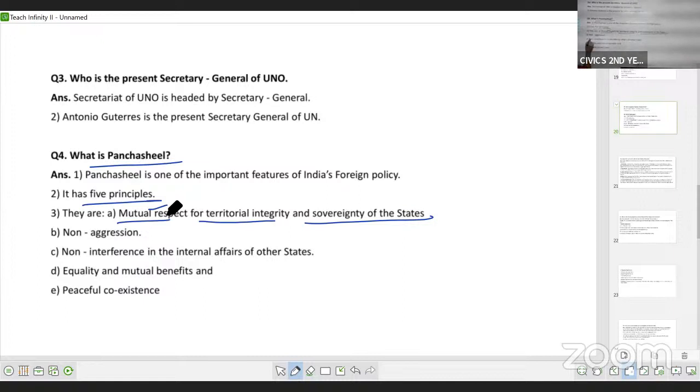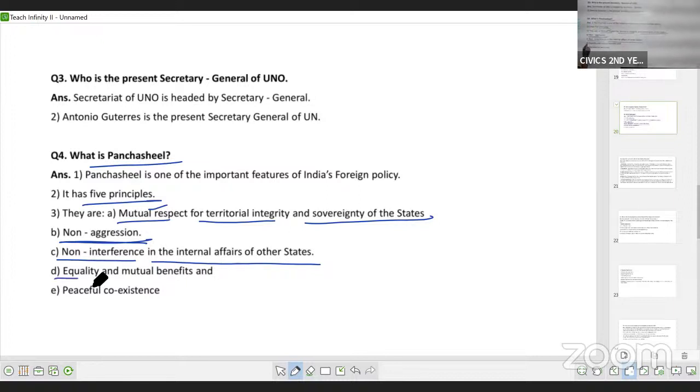Then second is non-aggression. We should not indulge in violence. We should not become aggressive. We should try to resolve the conflict or dispute peacefully. That is non-aggression. Then non-interference in the internal affairs of the other state. No state should interfere in the internal matters of the other states. That is the third principle.